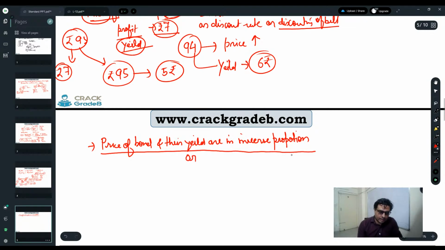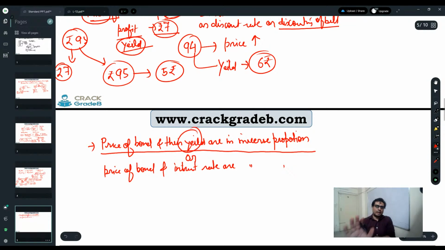So this is why price of bond and yield are in inverse proportion. Or the same statement can be written in this manner: price of bond and interest rate are in inverse proportion. So yield can also be termed as interest rate, right? So yield or interest rate and the price of bond are always in inverse proportion. Is this point clear?